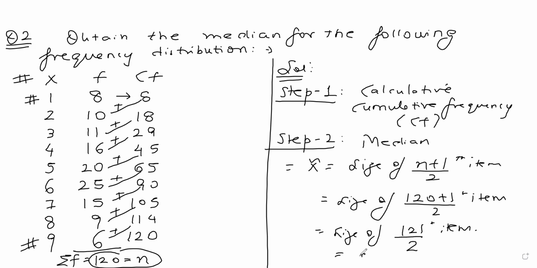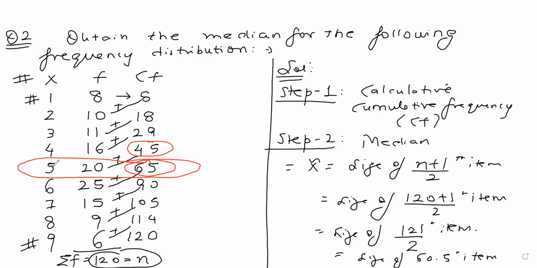Okay, now 121 by 2 is how much? Size of 60.5th item. Now guys, check up the cumulative frequency column. Where does 60.5 lie? 60.5th item is going to lie between 45 and 65 in terms of the cumulative frequency. We always take the latter one. It's closer to 65. So the median is 5.